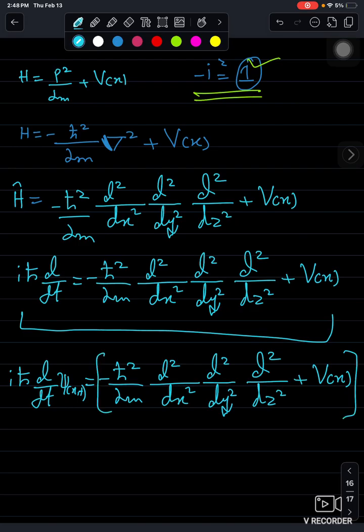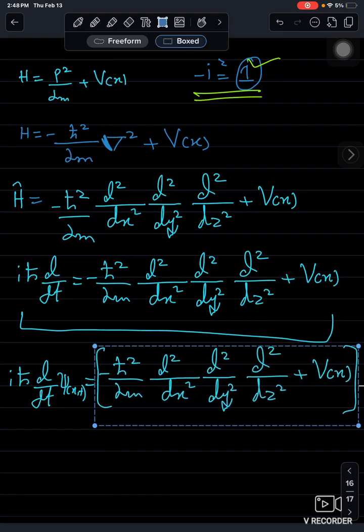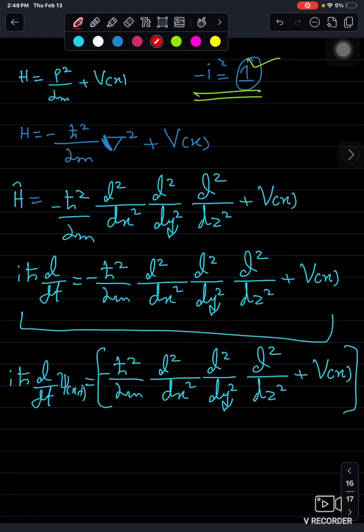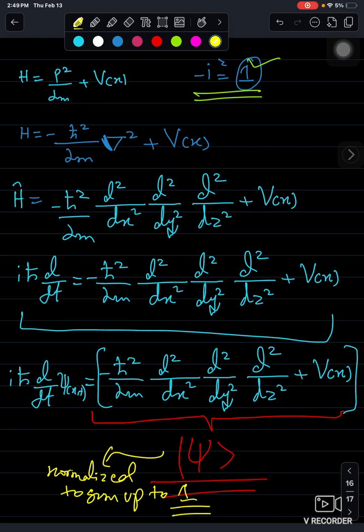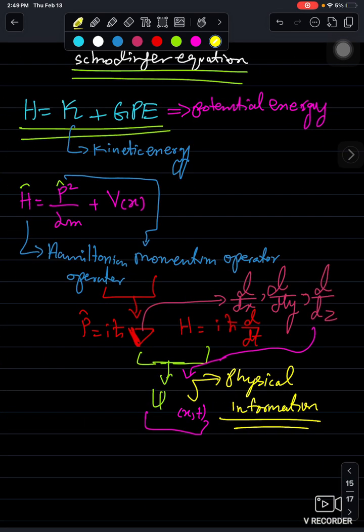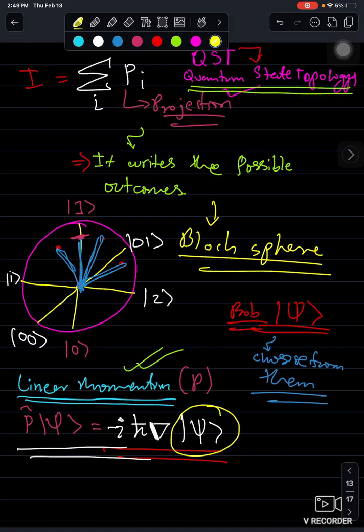I'll write this whole thing like this, acted upon by the wave function, and this wave function can be normalized to sum up to 1. Yeah, that's it.